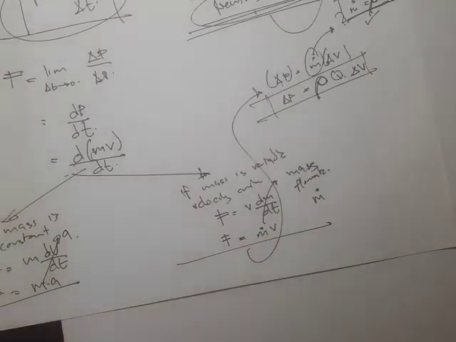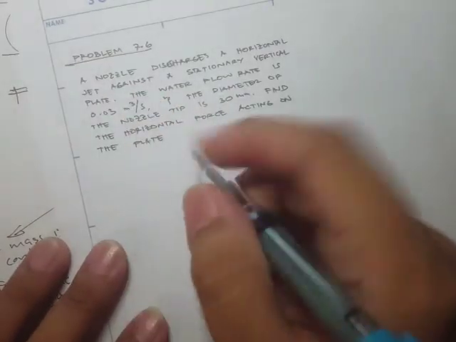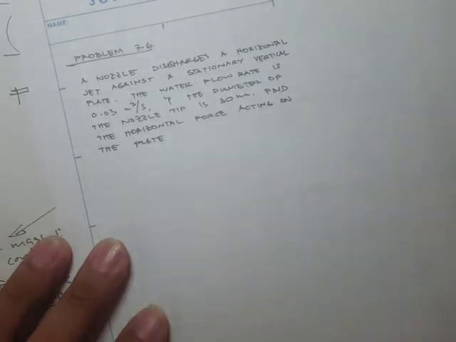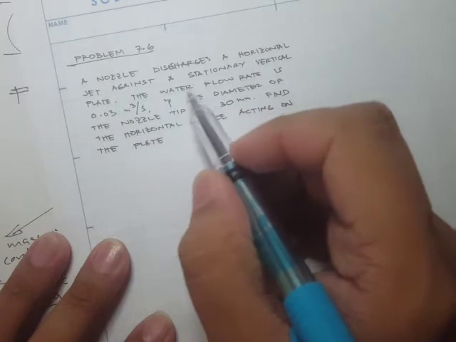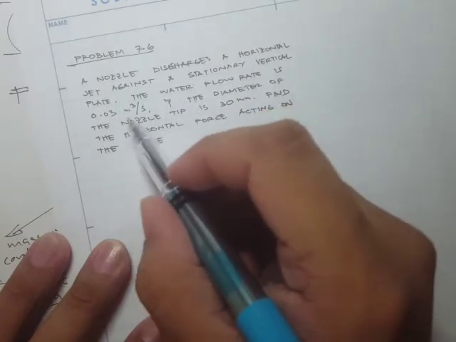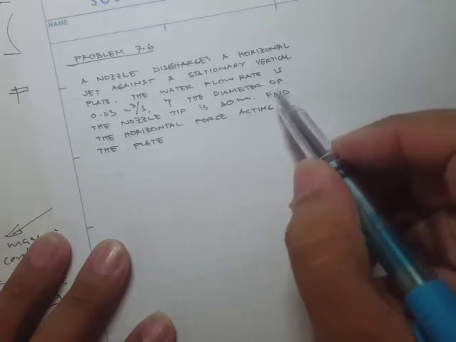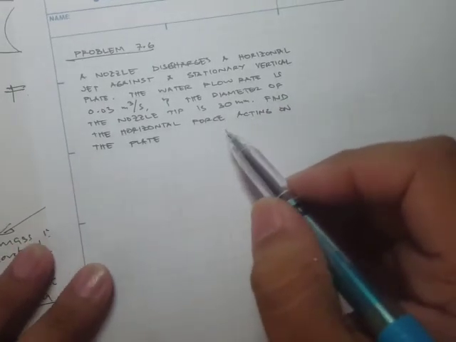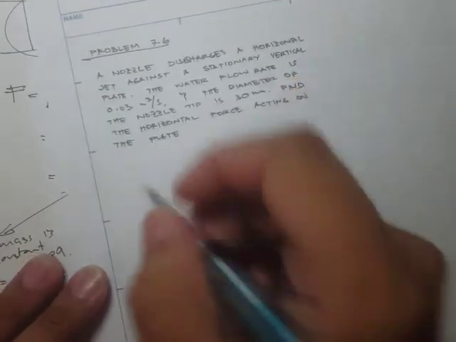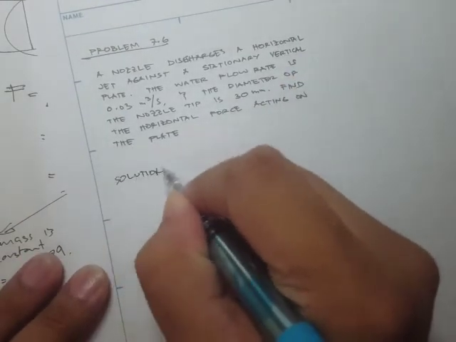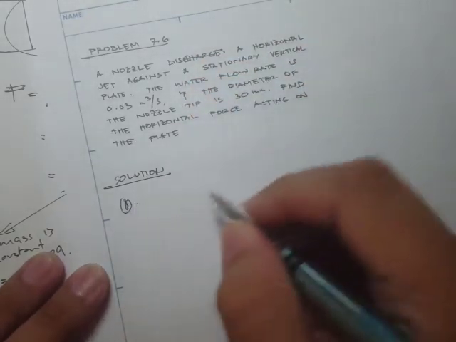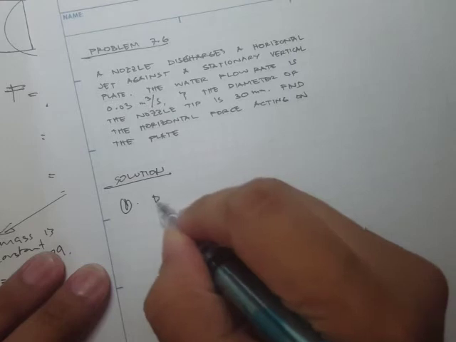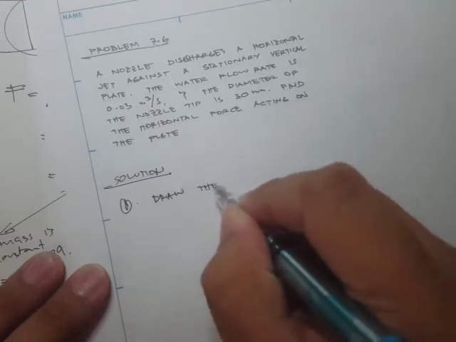Okay, so now let's do a sample problem regarding this conservation of momentum. The problem is: a nozzle discharges a horizontal jet against a stationary vertical plate. The water flow rate is 0.03 meter cube per second, and the diameter of the nozzle tip is 30 mm. Find the horizontal force acting on the plate. Okay, if we don't have any illustrations given, then I guess the first step is to draw the situation.